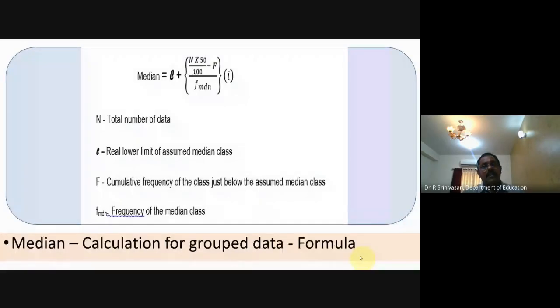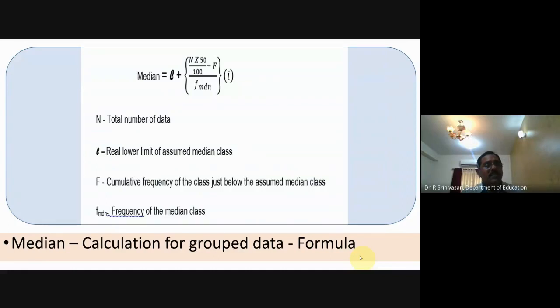So L, then capital N, capital F, f median (the frequency of the median), and then class interval i. So you should know 5 different values for calculating the median. Let us go into it. Capital N is the total number of data, or normally we call it samples, the total number of samples. Then short L is equal to the real lower limit of the assumed median class.